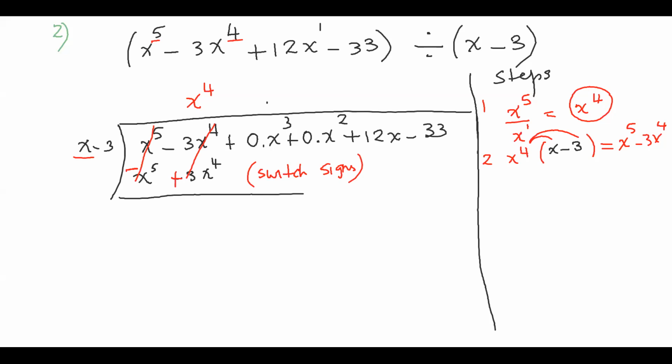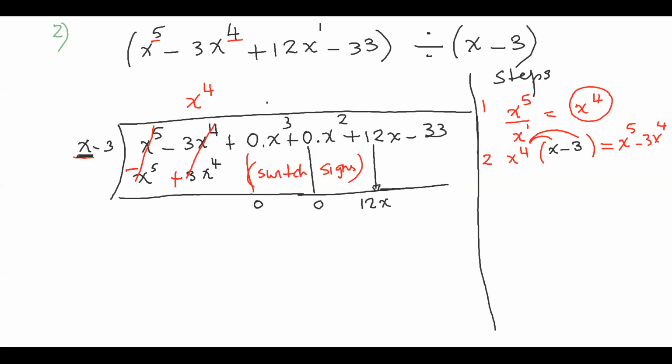Now what do I have next? I have 0 times x to the power 3. So we have to bring this one down here. But that's not going to help because 0 divided by x is 0. Then you have to bring the next 0. Again, when you divide 0 by x, you get 0. So whenever you have 0, you don't have to worry about that. Then we are going to bring this 12x down here.